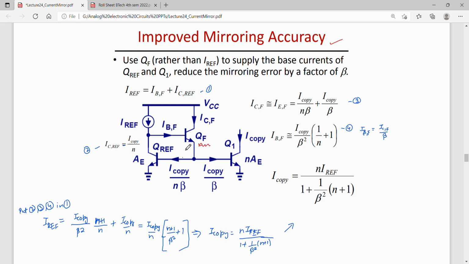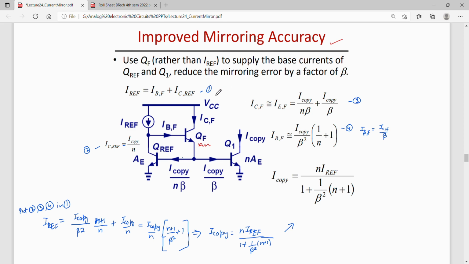Okay, so instead of connecting the collector directly to the base, we make this connection via this transistor QF. Okay, now if I make this connection through QF, the mirroring accuracy can be improved. How can it be improved? So let us try to understand. So let us do some analysis on this circuit again.